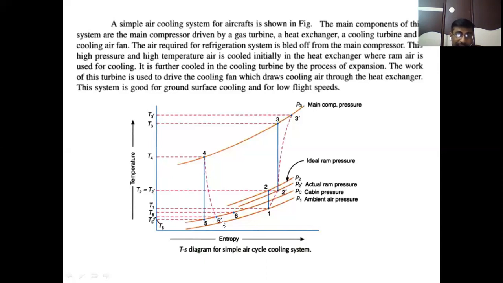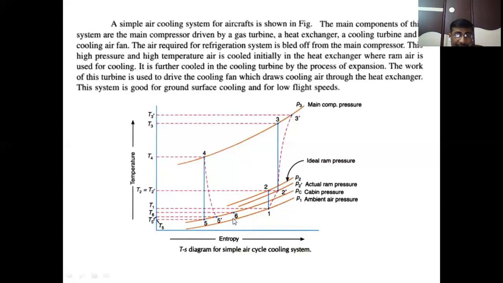The final state of the air after expansion is 5 dash. At 5 dash, the air is at low pressure, which is the cabin pressure, PC. The turbine expands the air down to cabin pressure, so 5 dash is at cabin pressure and low temperature in the cycle. This low pressure, low temperature air enters the cabin, where heat is absorbed from the cabin and the air temperature increases from 5 dash to 6.